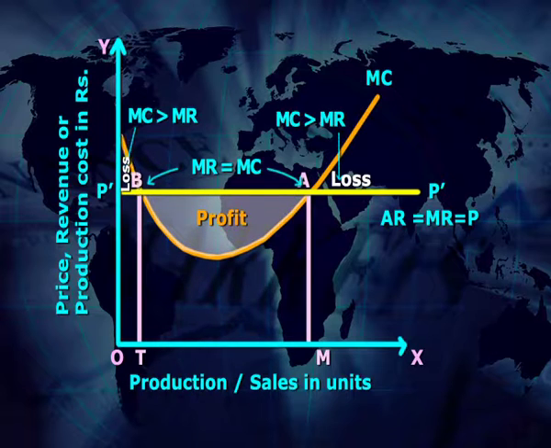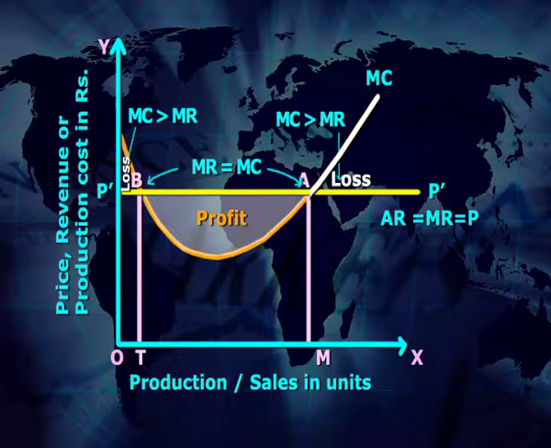So, production at point B is not beneficial and therefore, it is not the equilibrium point. But after point B, it is beneficial because MR is greater than MC. It means revenue is more than cost. Therefore, it is profitable, but this profit can increase only up to production at point A, and after point A, production is not beneficial because MC is greater than MR.